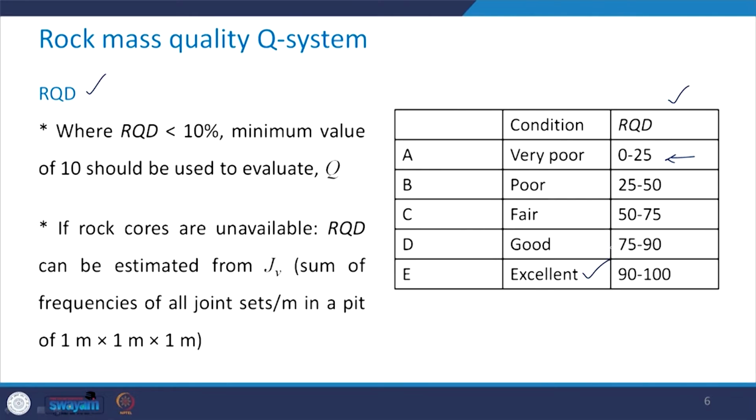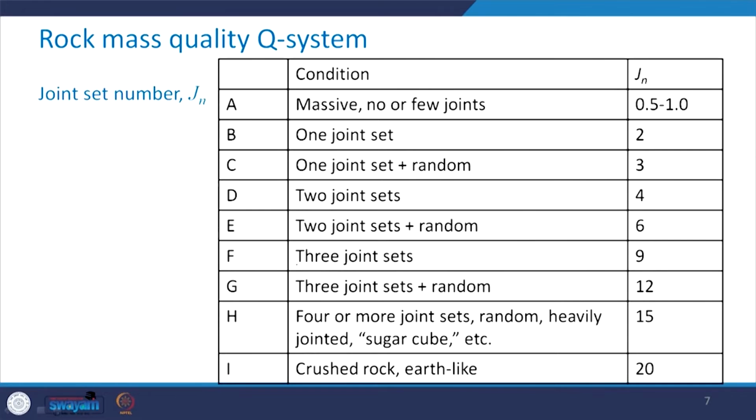Now, if the rock cores are unavailable, then RQD can be estimated from this Jv, which is the sum of the frequency of all joint sets per meter in a pit of 1 meter cube. This is the same as the volumetric joint count that we discussed in some of the earlier lectures. Whatever is the value of RQD, the same value will be there for its rating. So, directly the value of RQD is to be substituted in the expression while calculating the index Q.